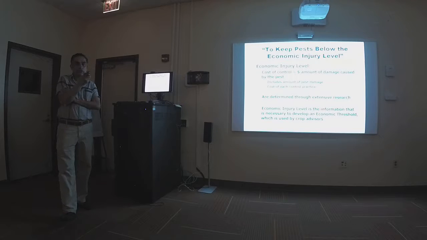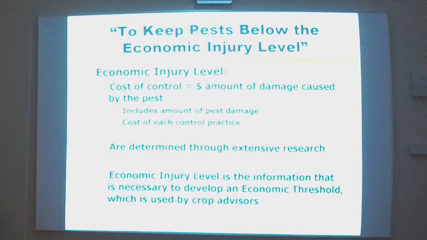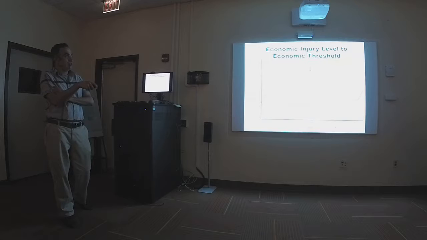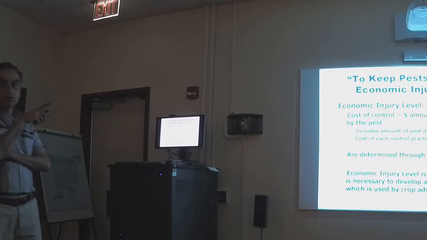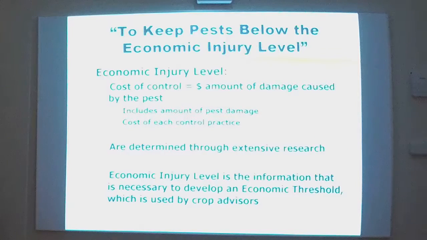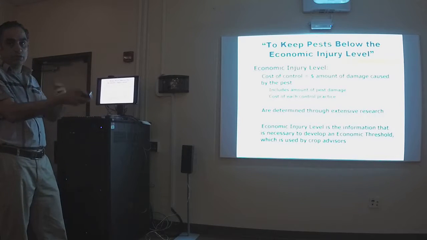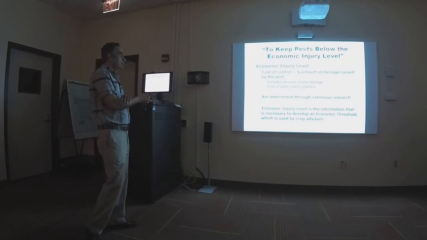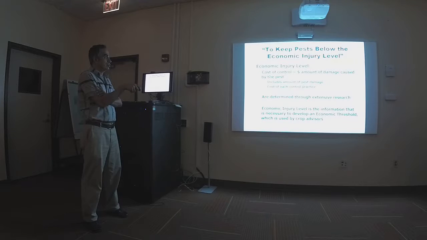Before we talk about economic threshold, it's important you understand what economic injury level is, because in this chart here, economic threshold is below economic injury level. So we need to know what economic injury level is. The cost of your control is equal to the amount of damage caused by the pest. If an insect comes and eats your crop, you know how much is damaged. It includes the amount of pest damage and the cost of each control practice. So that is your cost of control.